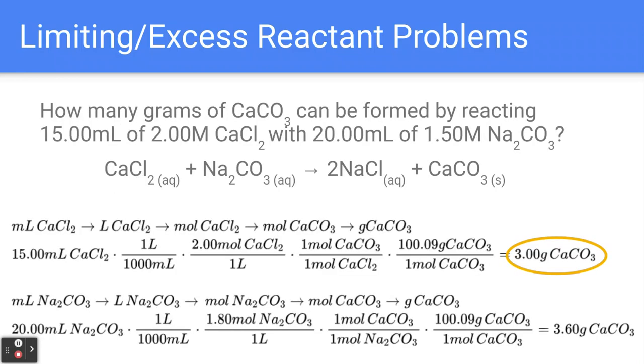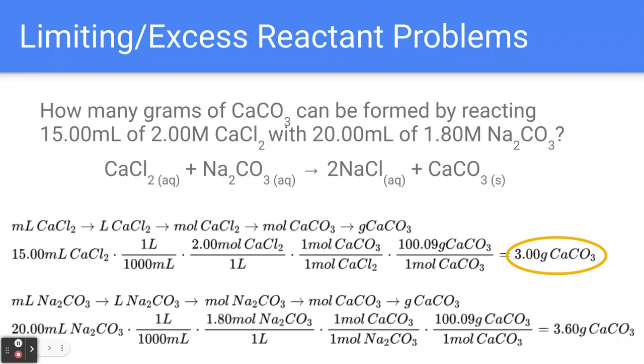So this one's asking how many grams of calcium carbonate can be formed by reacting 15 milliliters of 2 molar calcium chloride with 20 milliliters of 1.8 molar sodium carbonate. So for this one, we're going to start with milliliters of both the solutions, use the molarities to get out of the volume and into moles of those. Then we use the mole-to-mole bridge to get into moles of calcium carbonate, and then the molar mass to get into grams of calcium carbonate.